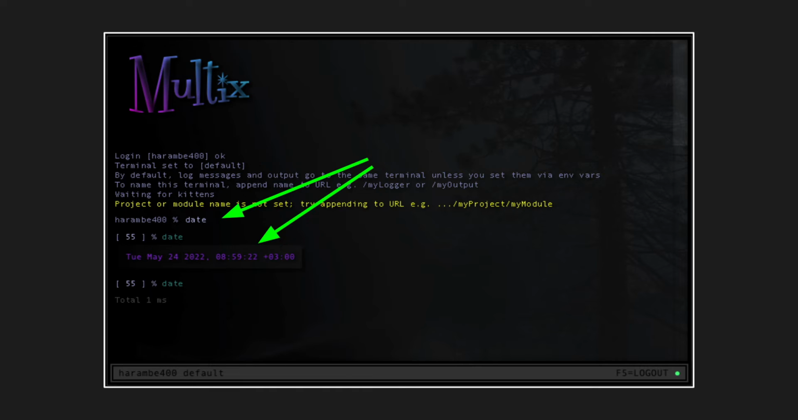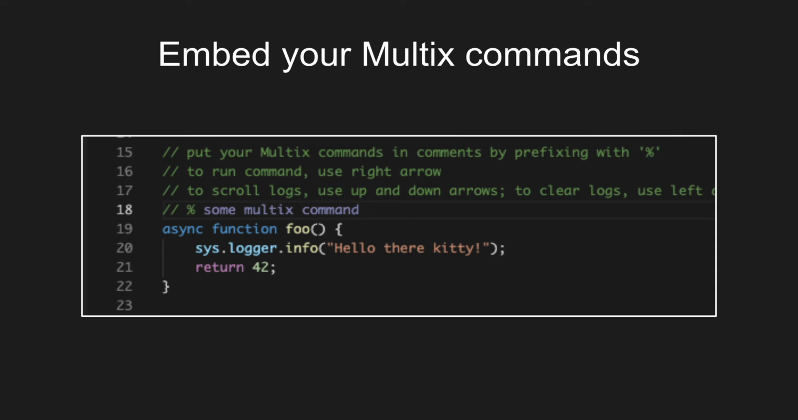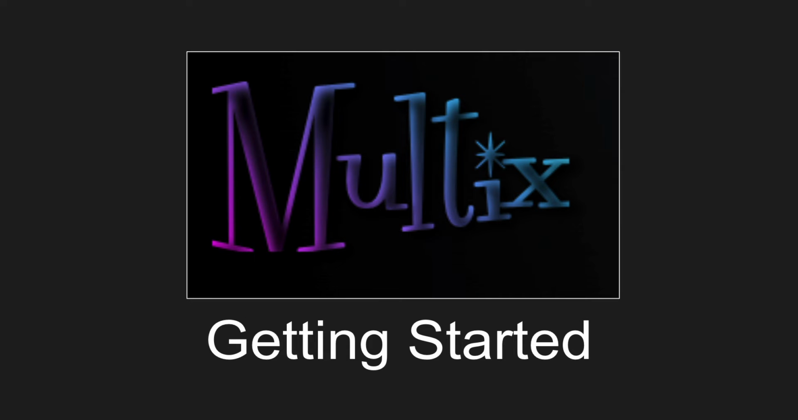Perhaps the more modern way is we've got, inside Visual Studio Code, an extension. And you can put commands right in your comments, right in your code, okay? And then you can just run them straight from some hotkeys. Just use the arrow keys, okay? But the main thing, I hope, is I get you interested enough that you get signed up, right?